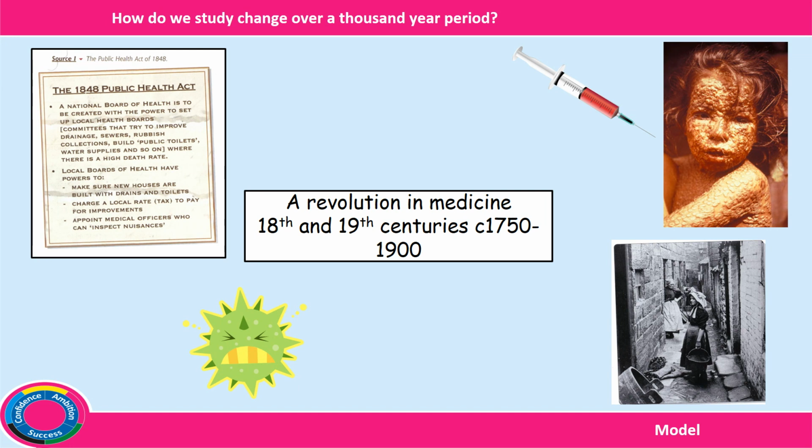We also see, again, the role of the individual coming up here, with Edward Jenner using the first vaccination. We have Louis Pasteur, who discovers that germs actually exist, that you don't just get ill for no reason. And we also then see huge improvements in anesthetics and antiseptics, thanks to people like Simpson and Lister.